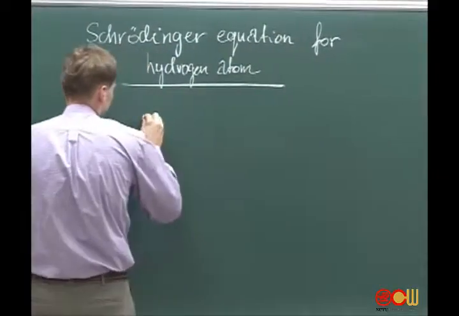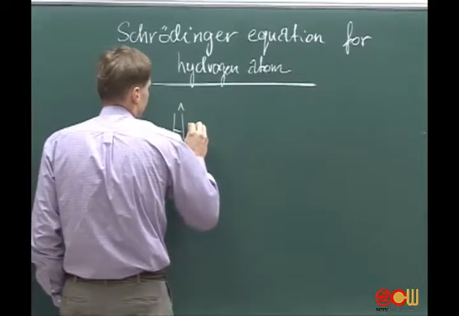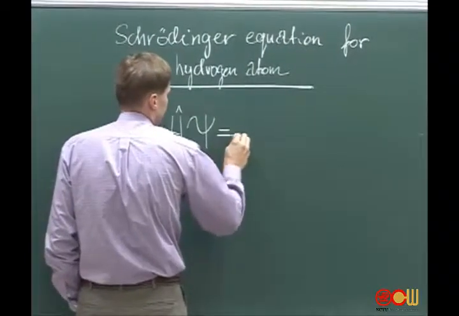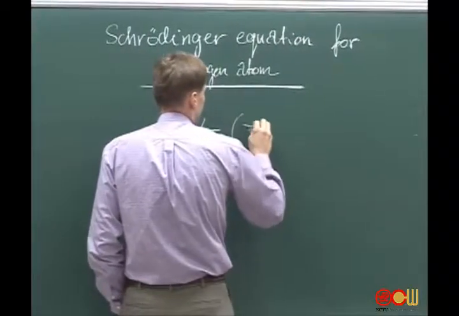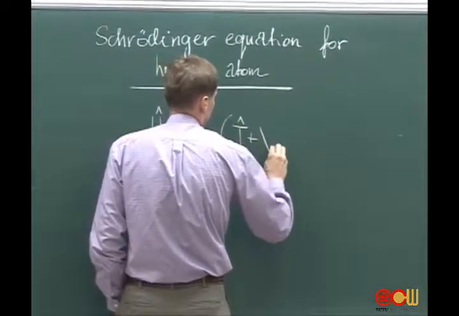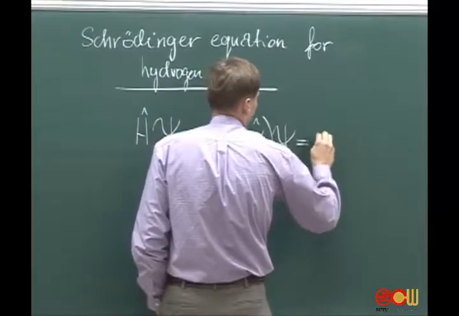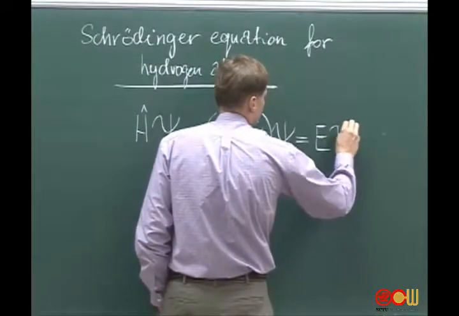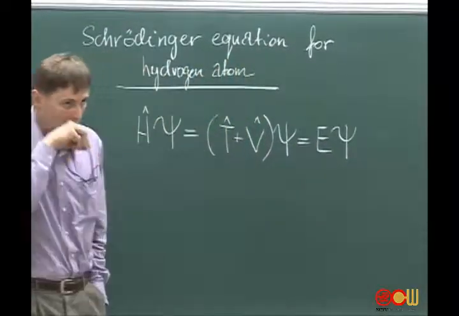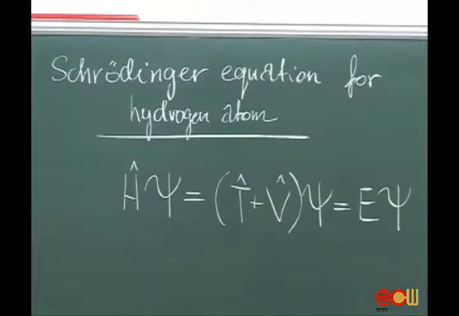So as always, we have an energy operator acting on the wave function. In other words, the kinetic energy operator plus the potential energy operator acting on the wave function gives us the energy times the wave function back. The wave function of the electron in the hydrogen atom.